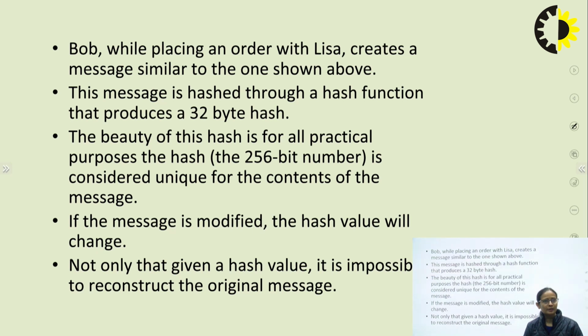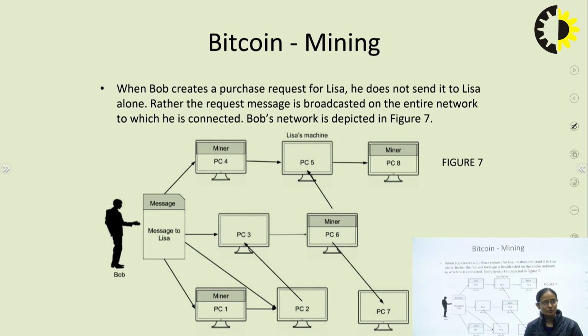So Bob, while placing an order with Lisa, creates a message. The message is hashed through a hash function. The beauty of this hash is that, for all practical purposes, it is considered unique for the contents of the message. That is, if you change the message, then the hash value also changes. Not only that, given a hash value, it is impossible to construct the original message.